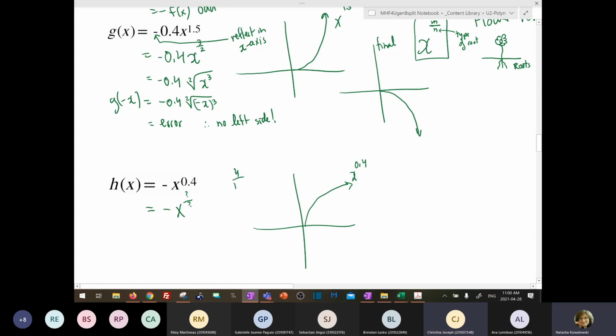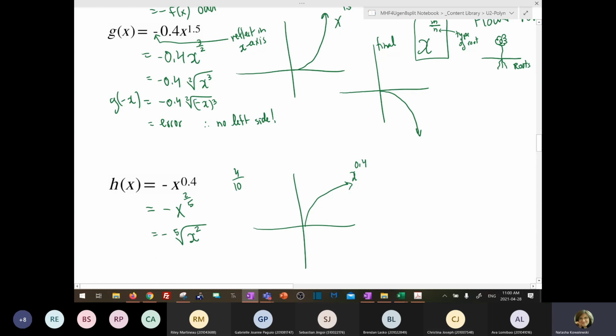It's equivalent to 4 over 10. Just reduce 4 over 10 for me. 2 over 5. Okay, so 2 over 5. So would this be a fifth root or square root? Fifth root. Okay.